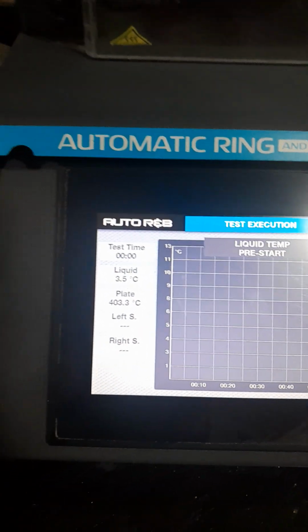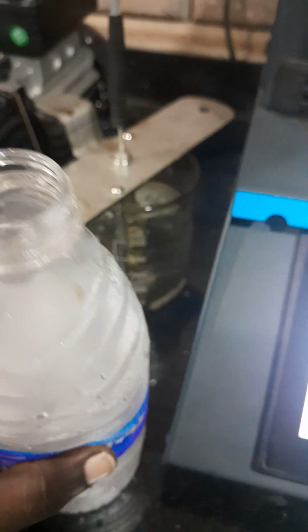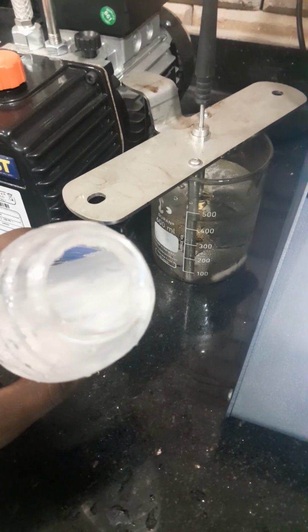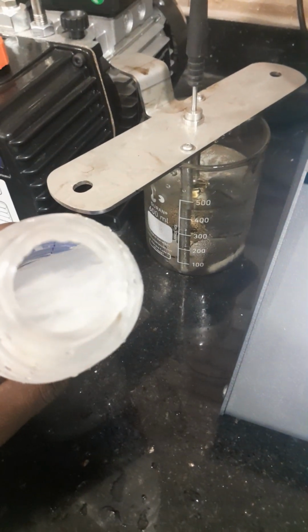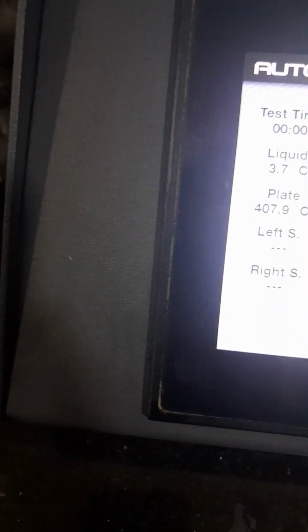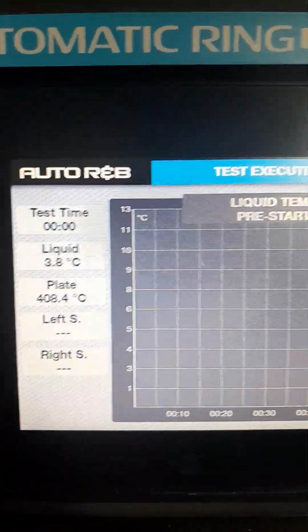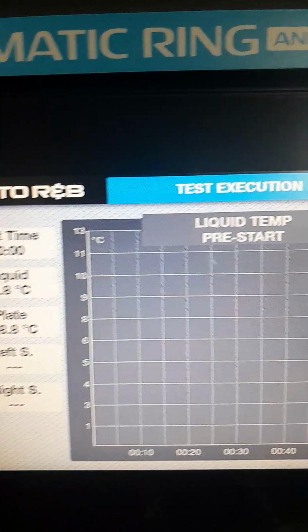So this is the ice here, this bottle. Based on ASTM D36, for water, not glycerol, this water has been frozen so that when it is added, it will bring down the normal temperature of water to 5 degrees. So when the temperature goes below 5 degrees, you have to hold on until it stabilizes back to 5 degrees Celsius before starting the test accordingly.